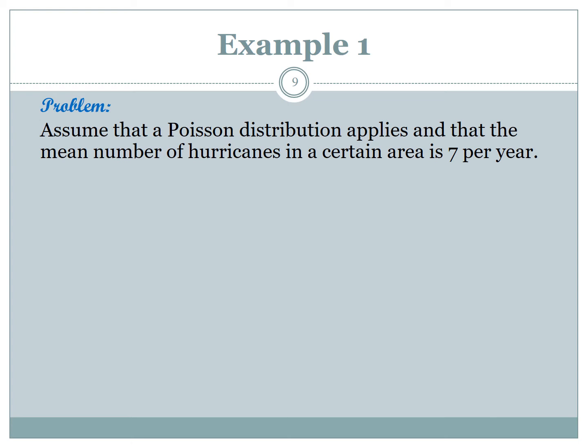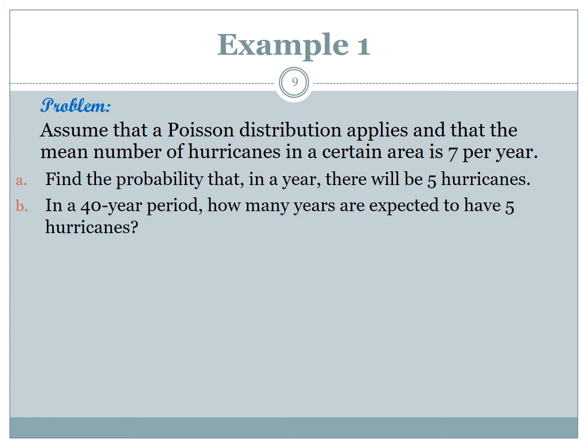We know that mu is 7. And the question is asking us to find the probability that in a year, the same as given in the explanation of the problem, there will be 5 hurricanes. So they're asking you to find the probability that in a given year, there will be 5 hurricanes. Also, in a 40-year period, how many years are expected to have 5 hurricanes?